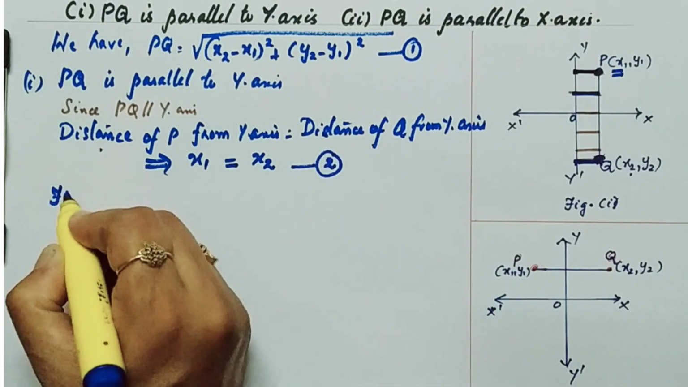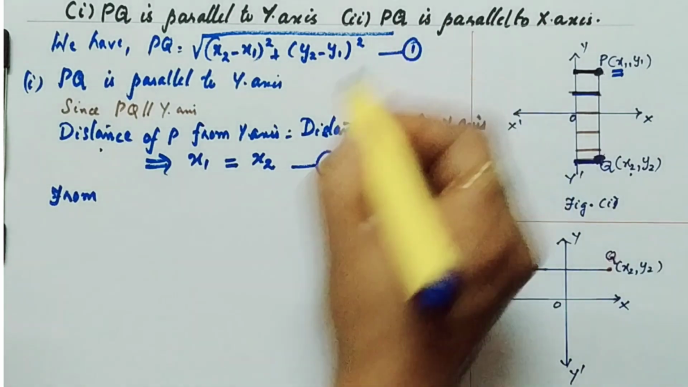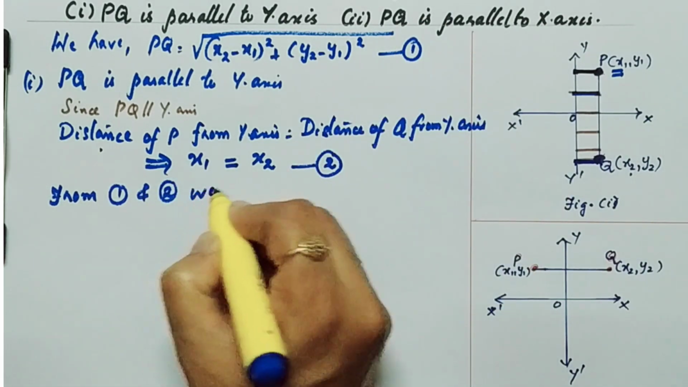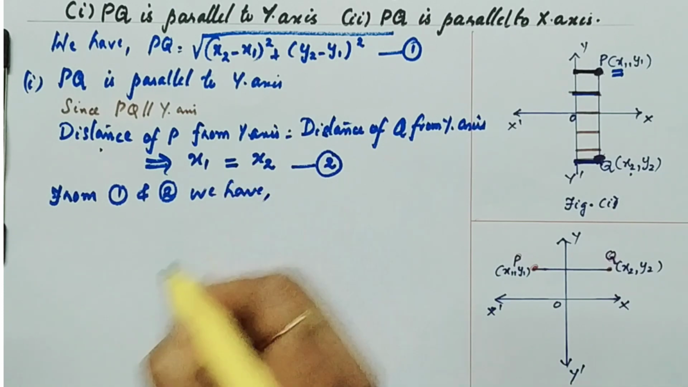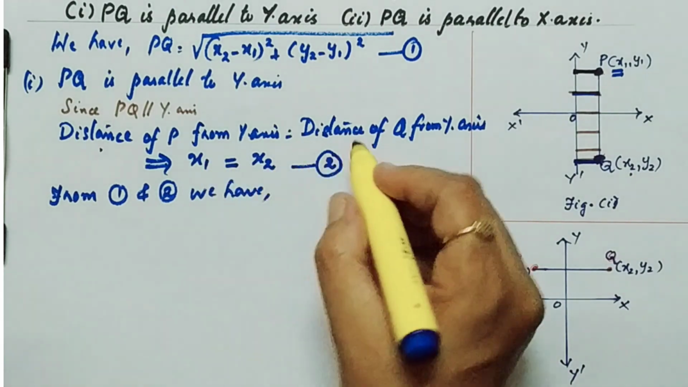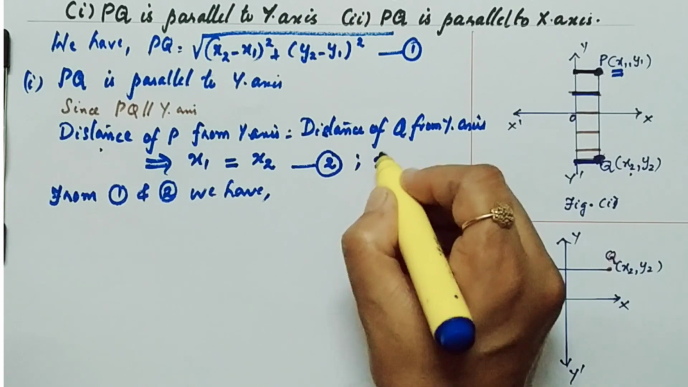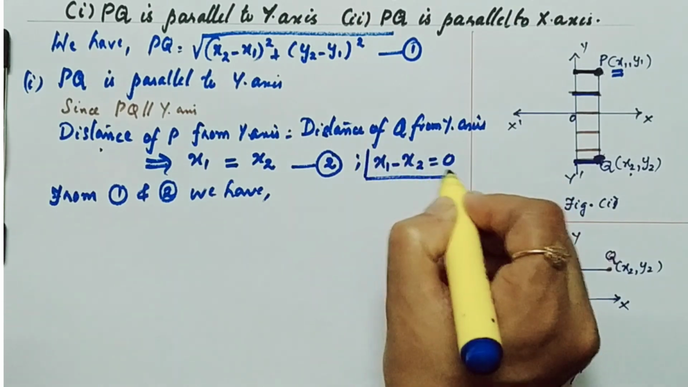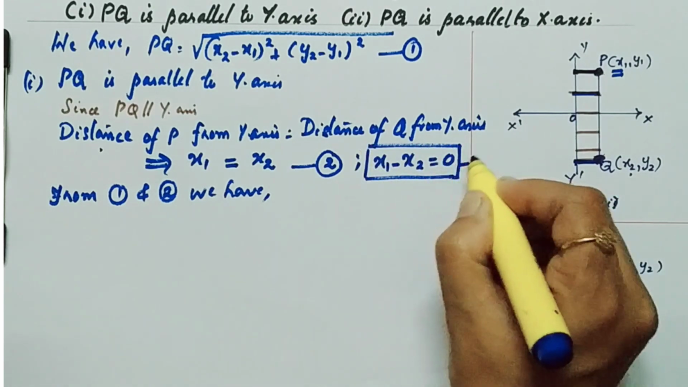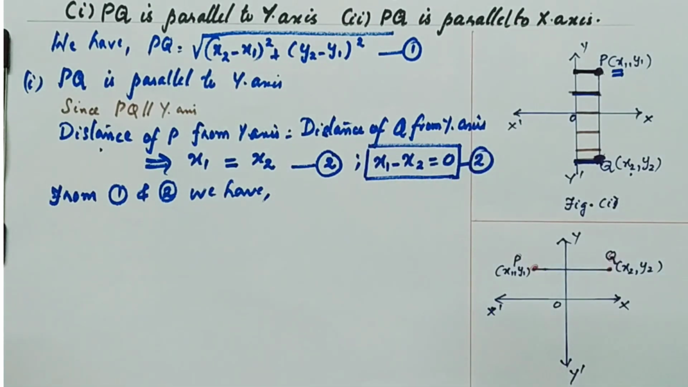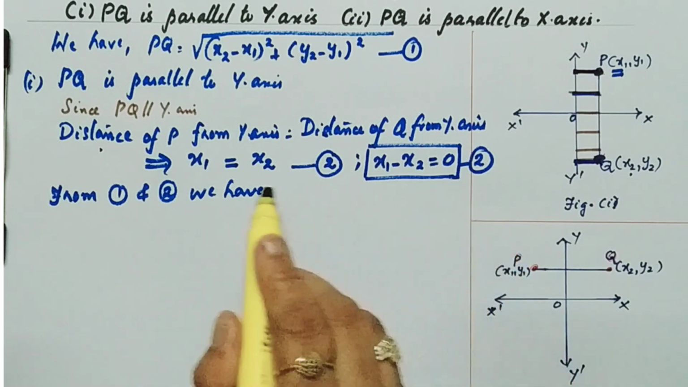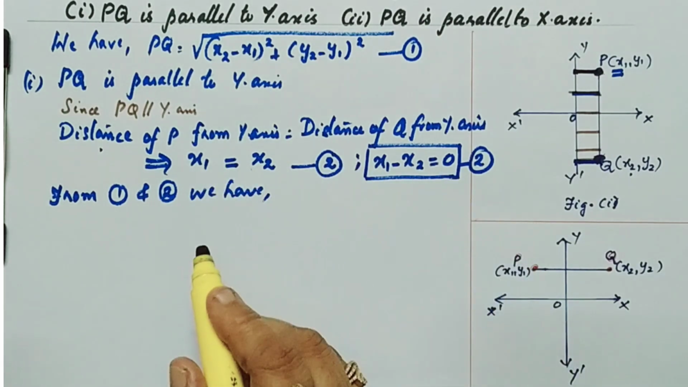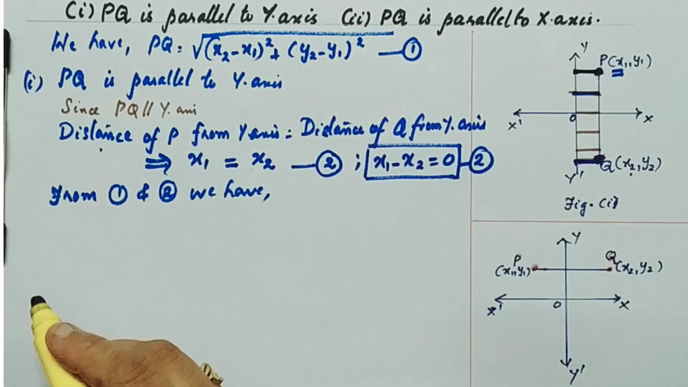From 1 and 2, or you can think of substituting 2 in 1. If x1 equals x2, it implies that x1 minus x2 will be equal to 0. This is actually equation 2 itself, a modified form of equation 2: x1 equals x2 means that x1 minus x2 will be equal to 0. This I am going to substitute in equation 1.